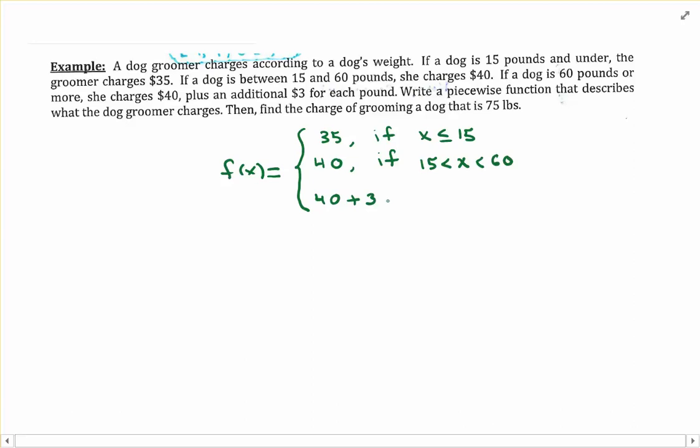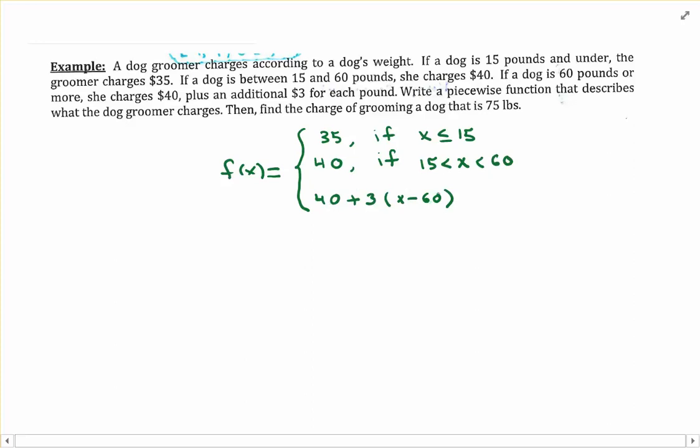So to figure out how many pounds in excess of 60 you are, what you'd have to do is take your value of x, or the dog's weight in this scenario, and subtract off 60. And so this expression right here, x minus 60, would give you how many pounds in addition to 60 the dog would be.